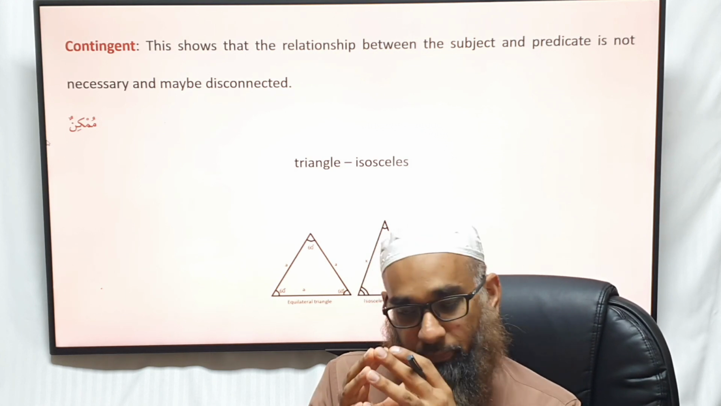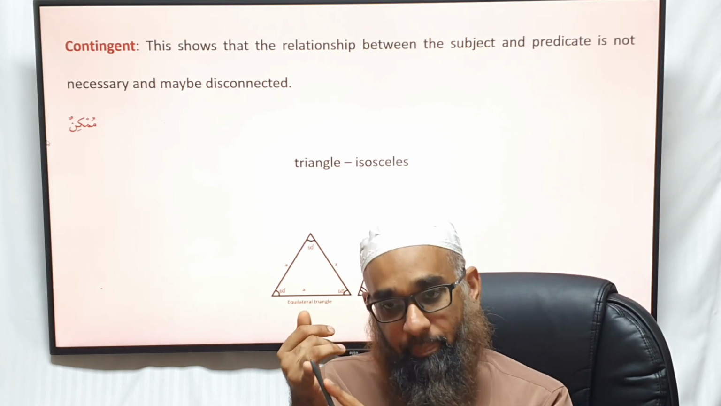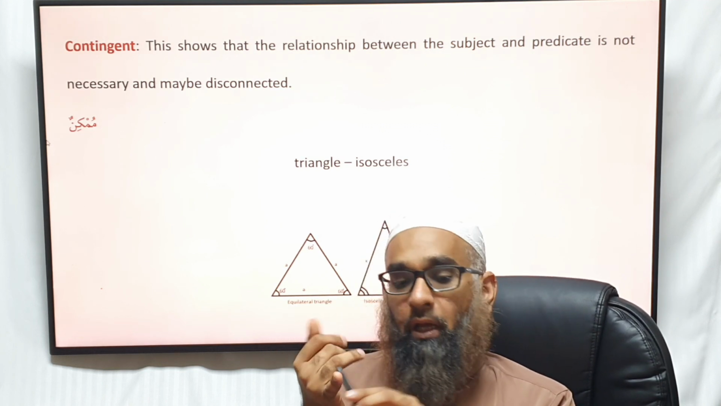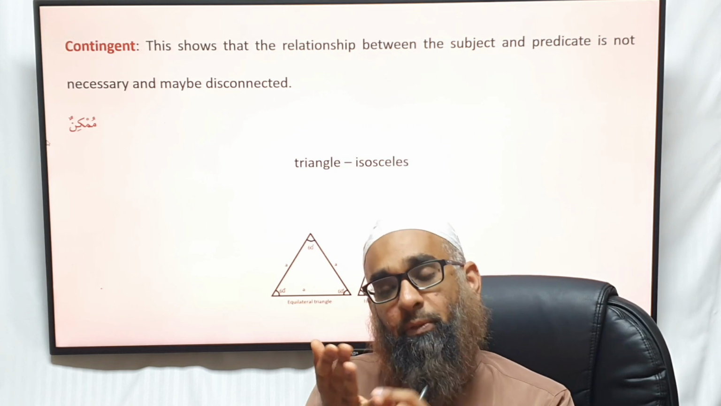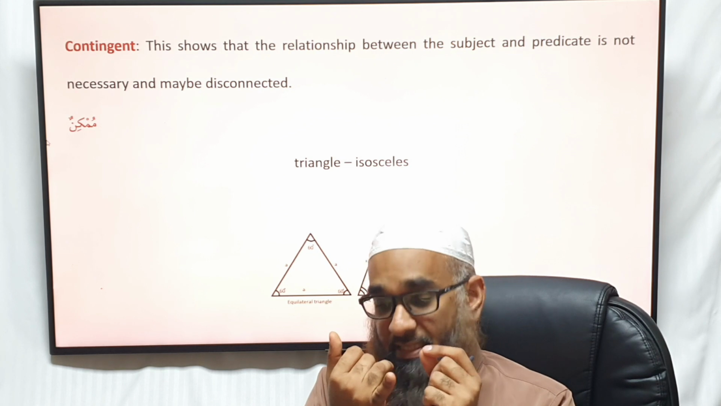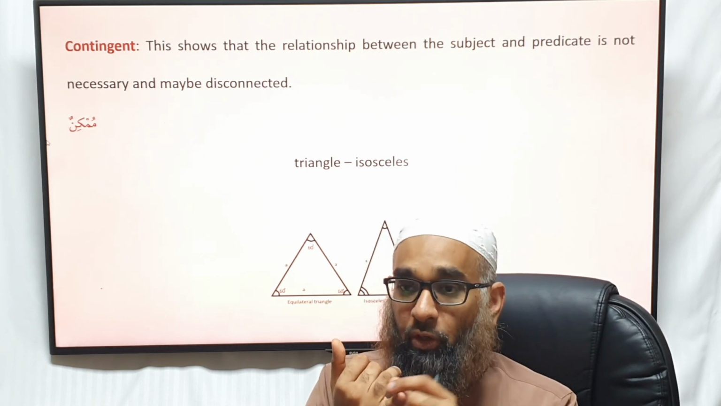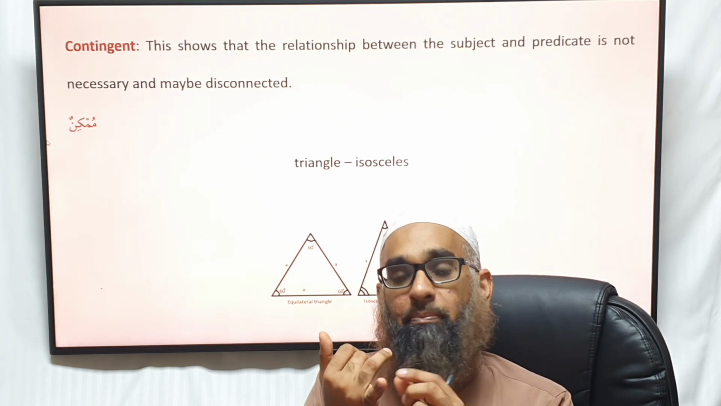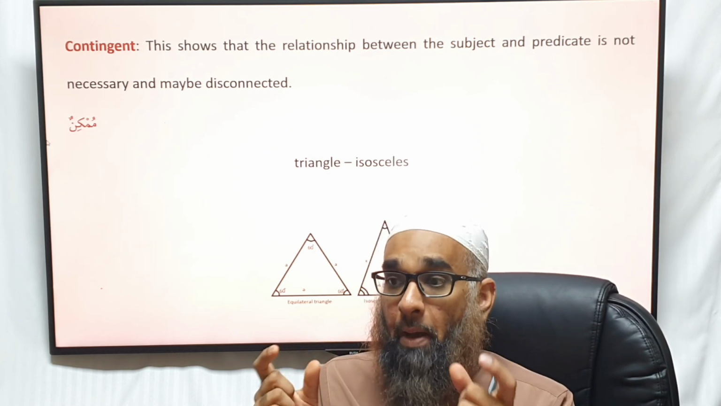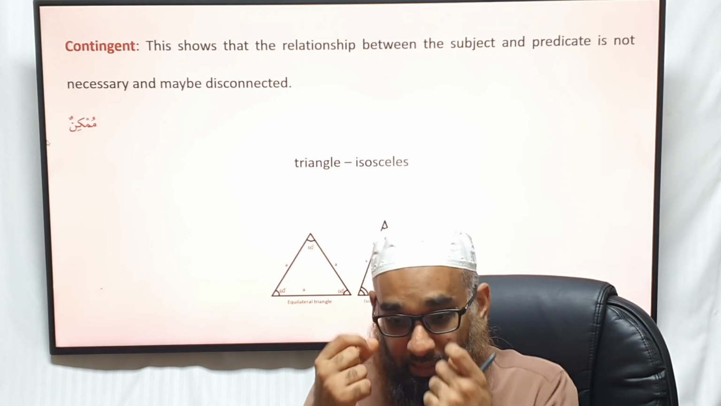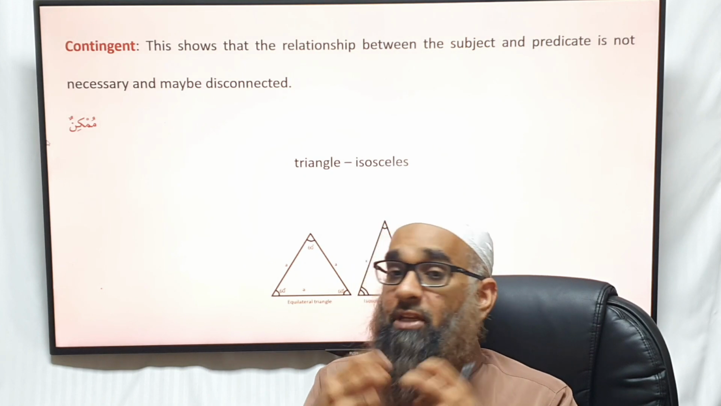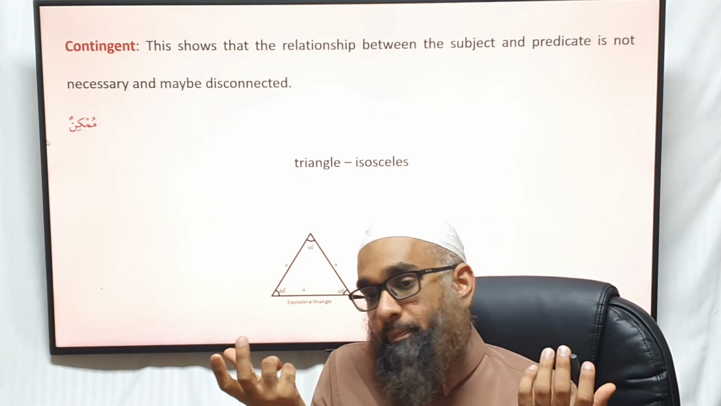So we have 3 Arabic terms. What are the 3 Arabic terms? Wajib. Opposite of wajib is mustahil. And between wajib and mustahil, what do we have? Mumkin. What does wajib mean in English? Necessary. And necessary doesn't mean it is necessary for you to wear black shoes. That's not what it means here. Necessary means that the subject and the predicate must exist together. The logical connection between the mubtada and the khabar, the subject and the predicate, is irremovable. It just doesn't exist beyond this.